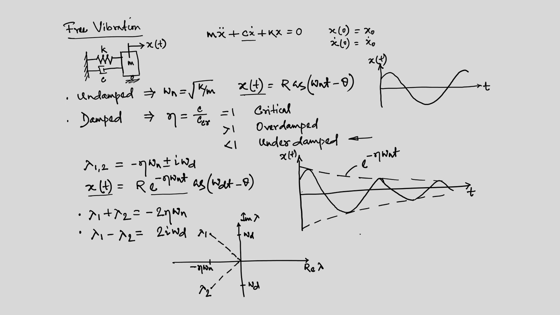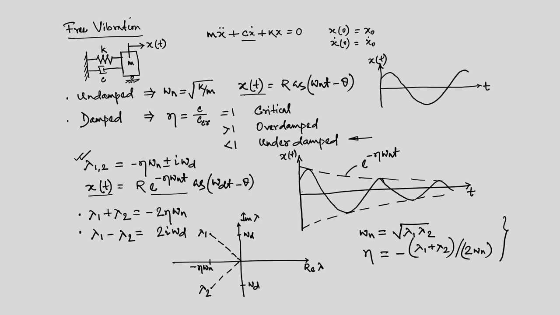So, what is omega n? Omega n in terms of the roots is the square root of lambda 1 lambda 2. And eta is equal to minus (lambda 1 plus lambda 2) divided by twice omega n. You can easily prove this. It is very simple from the expression of these roots that we have derived. So, that tells us how the system behaves under the influence of damping when we have free vibration.